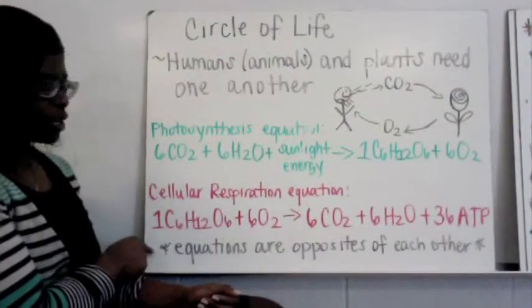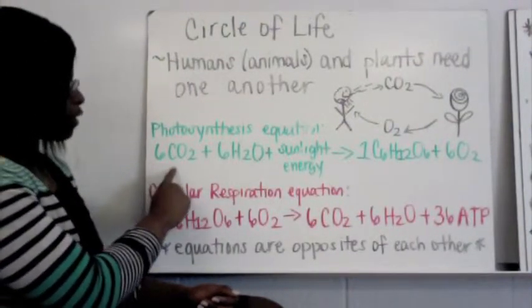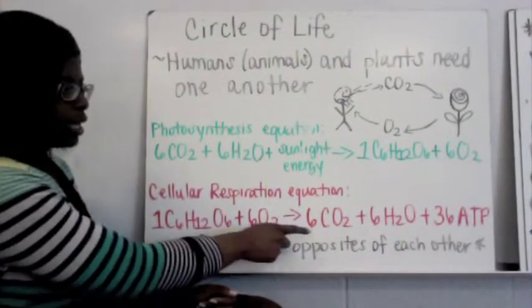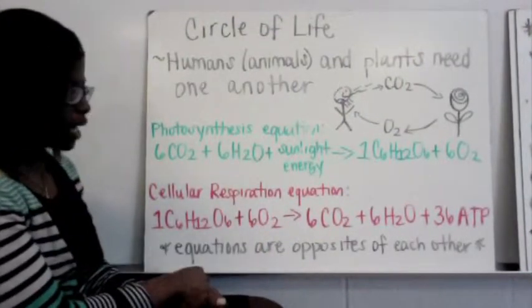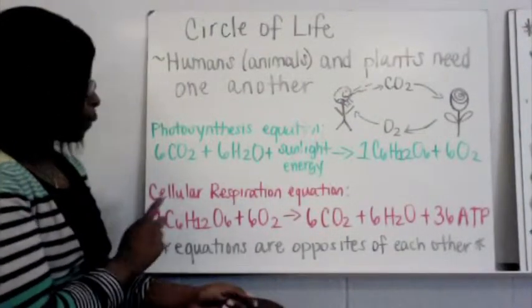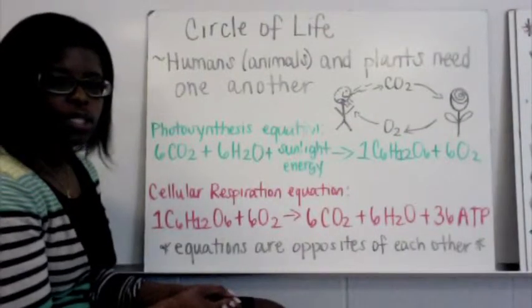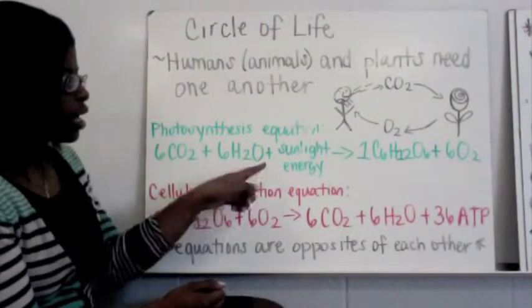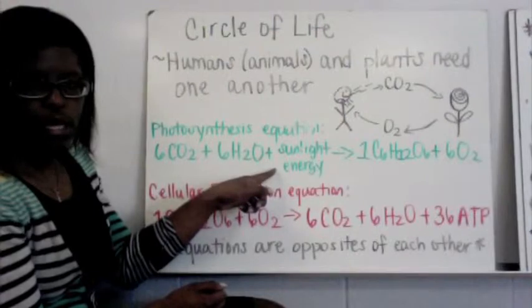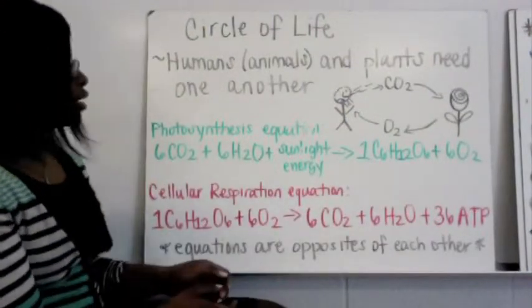So it's important to know that these equations are simply the opposite of one another. So here we start with carbon dioxide and water. We're going to end cell respiration with carbon dioxide and water. We end photosynthesis with glucose and oxygen. We start cell respiration with glucose and oxygen. The only difference between the two equations are the energy sources. So photosynthesis relies on the sunlight energy, whereas cell respiration makes ATP.